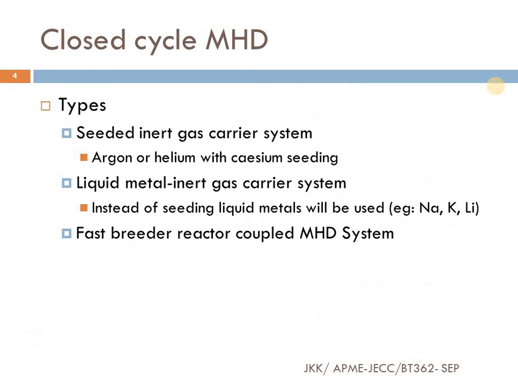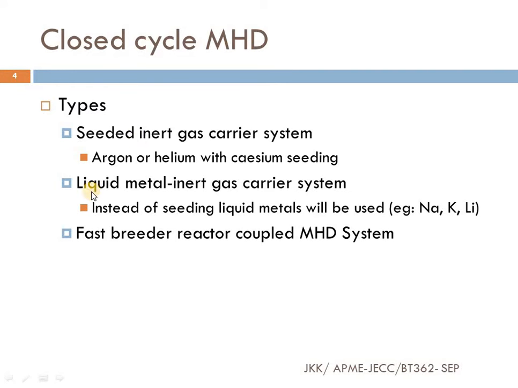In this we have again some classifications. The first type is closed cycle MHD with the seeded element in inert gas. Here the working fluid will be inert gas. In the previous case, the working fluid was air plus fuel combustion; the combustion product was the working fluid. Here it is inert gas.